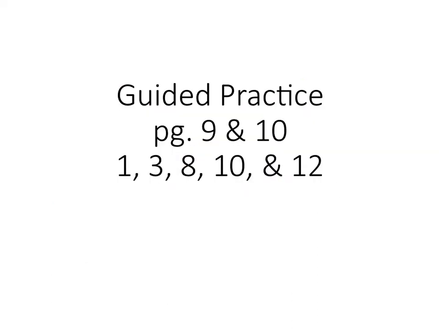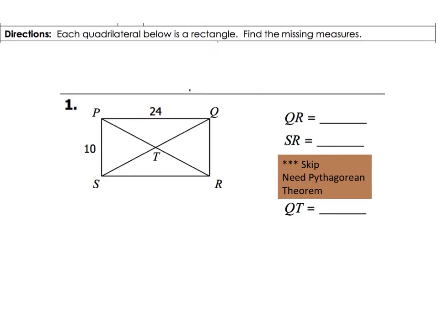With those two additional properties in mind, we are going to be able to do some of our guided practice. As we read through the directions, it tells us that the figures are parallelograms in this set. So let's go ahead and fill in what we know. Sometimes it may be too much information, but we would rather have too much than not enough. We know that opposite sides are congruent. So PQ is 24, so SR is 24. PS is 10 and QR is 10.